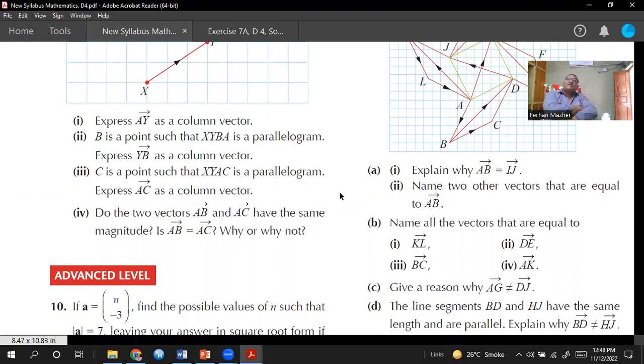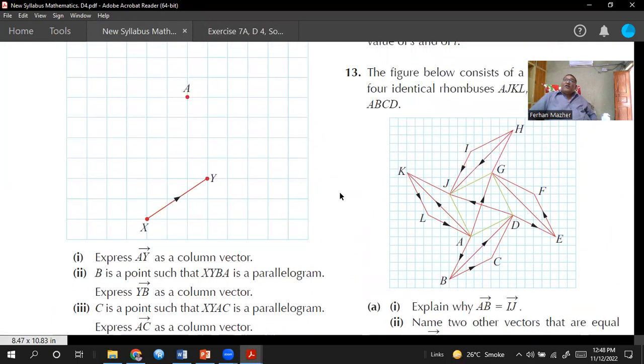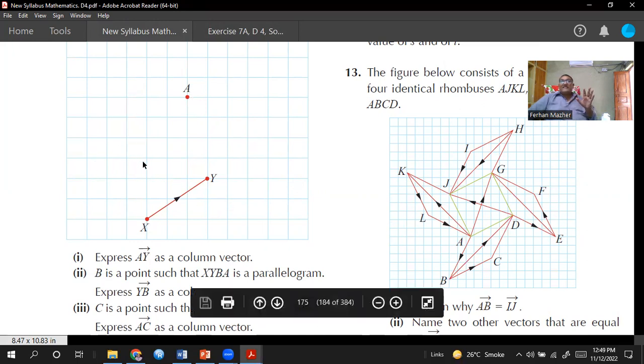They say C is a point such that XYAC is a parallelogram, and express AC as a column vector. So the name is XYAC, which means you will join X with Y with A. Then we have to complete the parallelogram. So C will be here somewhere. So the parallelogram will be XYAC. So C is here somewhere.